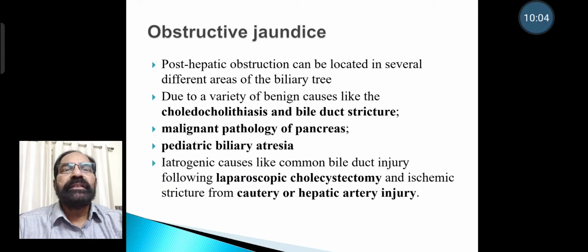Post-hepatic obstruction can be located in several different areas of the biliary tree due to a variety of benign causes like cholelithiasis and bile duct stricture, malignant pathology of the pancreas, pediatric biliary atresia, iatrogenic causes like common bile duct injury following laparoscopic cholecystectomy, and ischemic stricture from cautery or hepatic artery injury.